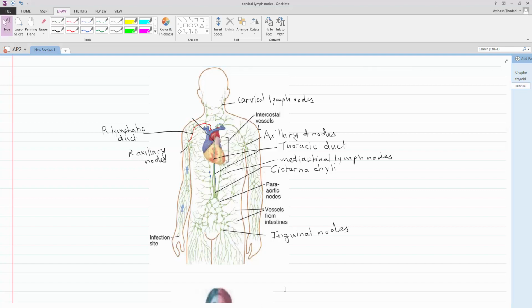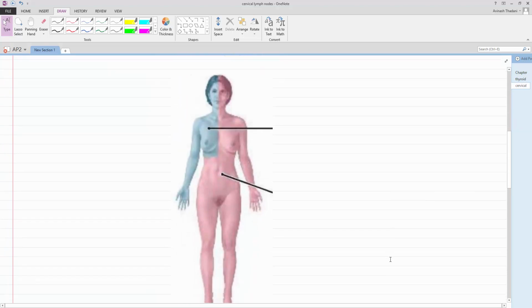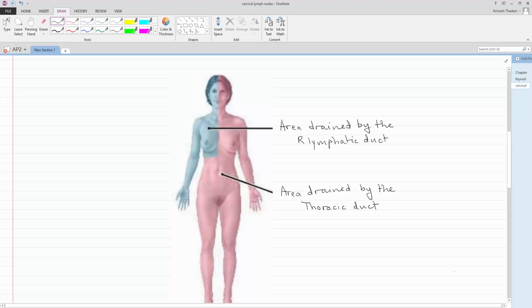And let's look at the other diagram over here. And this particular diagram just shows you the areas of the body that are drained by the two main lymphatic vessels. So in the upper right quadrant, this is the area drained by the right lymphatic duct, and the rest of the body is the area drained by the, if you said thoracic duct, you're right. That's it.